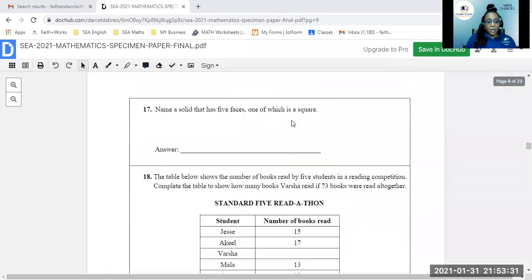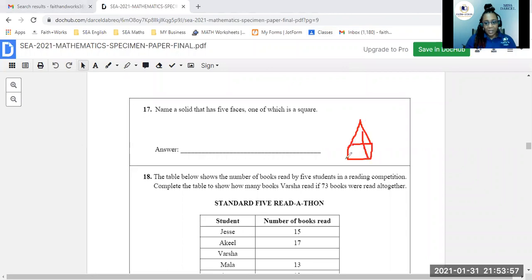All right, we're coming to the end, y'all. Name a solid that has 5 faces, one of which is a square. All right, I'm not a drawer, so I'm not going to try it. But it's a square base pyramid.